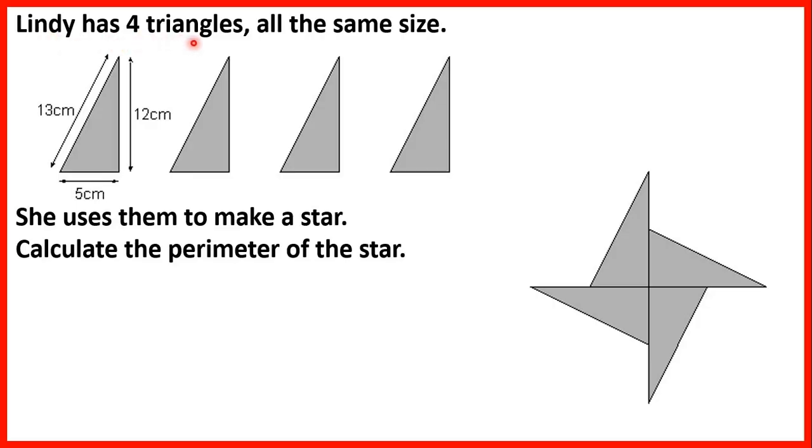Lindy has 4 triangles, all the same size. She uses them to make a star. Calculate the perimeter of the star. So remember, the perimeter is the length around the outside.